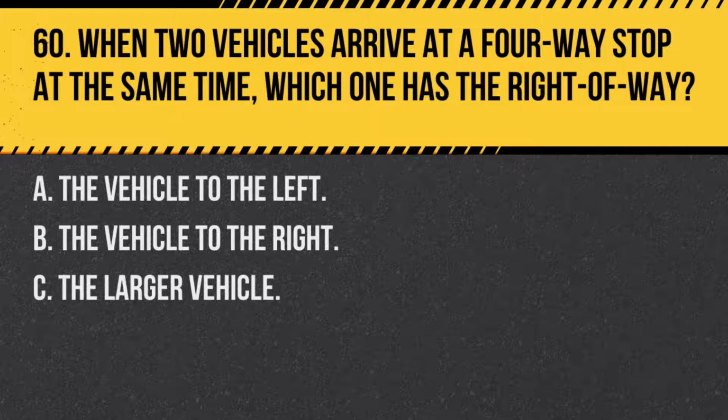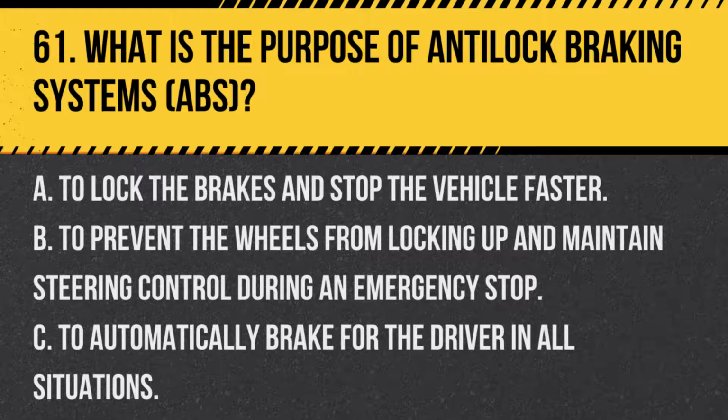Answer. B. The vehicle to the right. This rule helps prevent confusion and collisions at four-way stops. Question 61. What is the purpose of anti-lock braking systems, ABS? A. To lock the brakes and stop the vehicle faster. B. To prevent the wheels from locking up and maintain steering control during an emergency stop. C. To automatically brake for the driver in all situations.